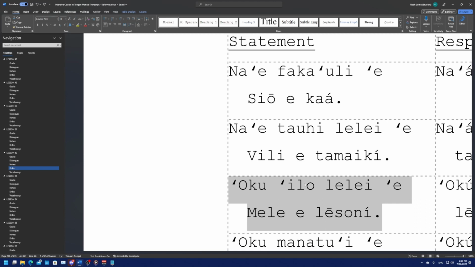Correct. Good. And then here's the native speaking.